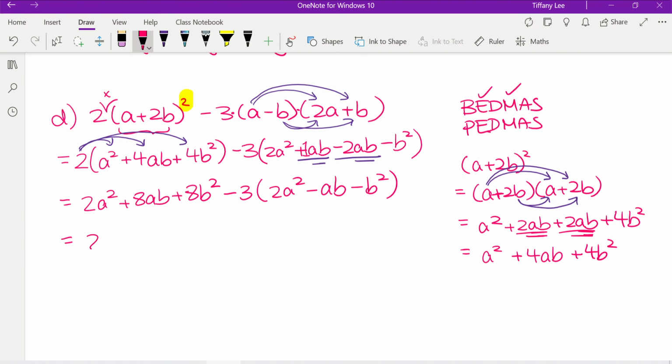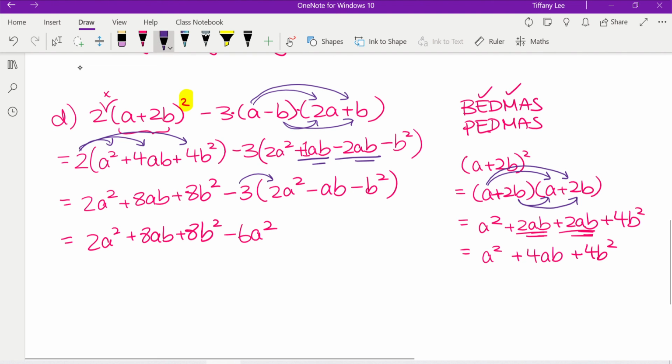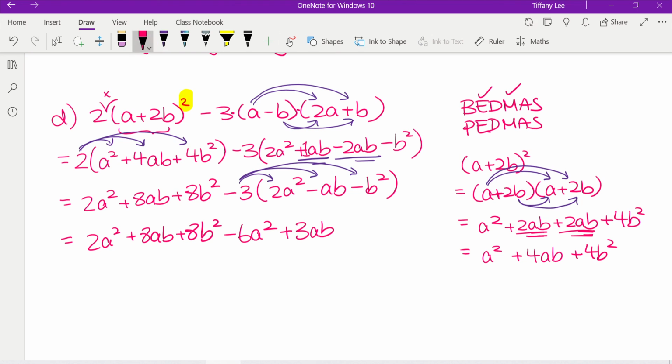All right, now I'm going to multiply my negative 3 in. All right, let's do this. Negative 3 times 2a squared is negative 6a squared. Negative 3 times negative ab. That's negative times negative is a positive. Be careful of your signs. So you have positive 3ab. And then we have negative 3 times negative b squared. Once again, negative times negative is positive. And we have 3b squared. All right, we've expanded everything here.